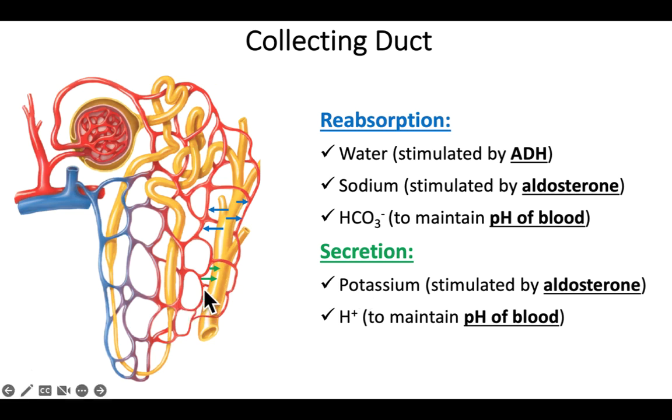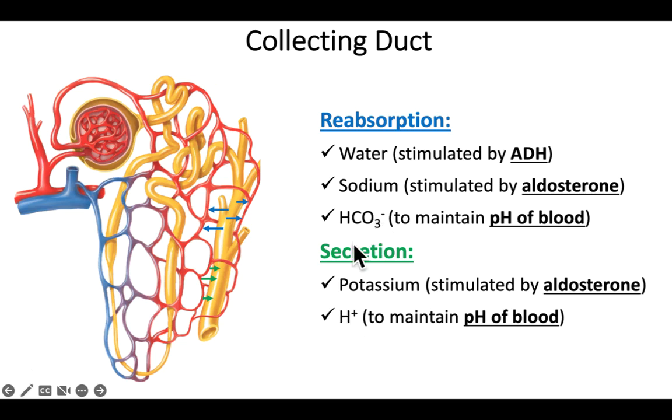So secretion is my green arrow, so it can take potassium out of your blood if it's too high and put it in the collecting duct. Now let's look at pH regulation. Your kidneys can adjust the pH of your blood by moving buffer, bicarbonate, or hydrogen ions.